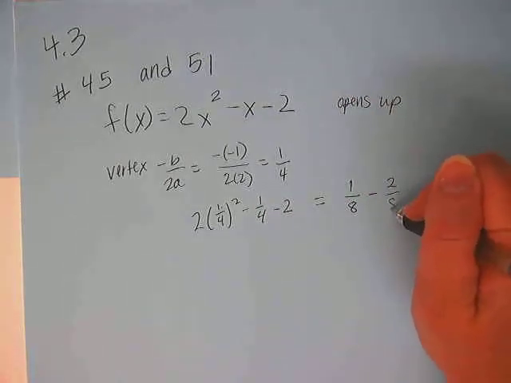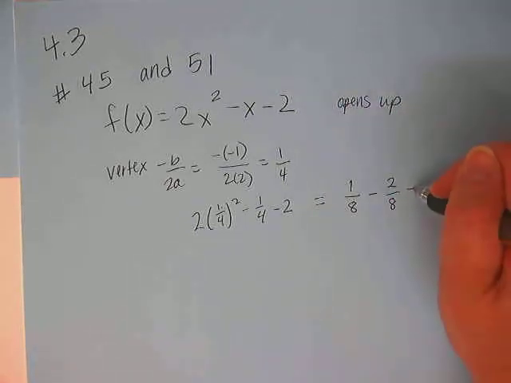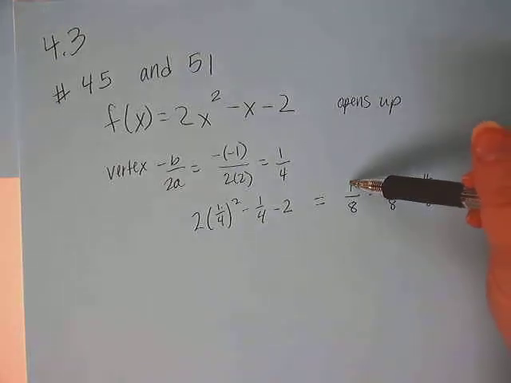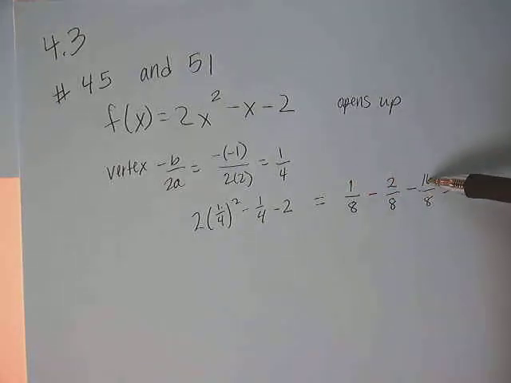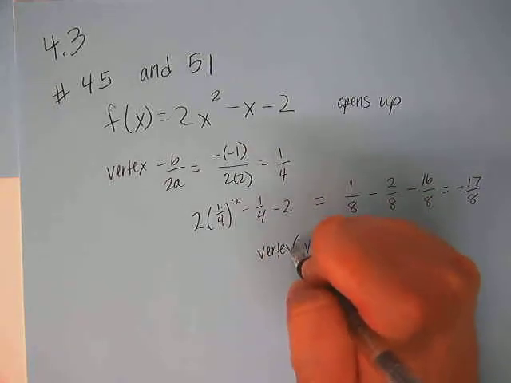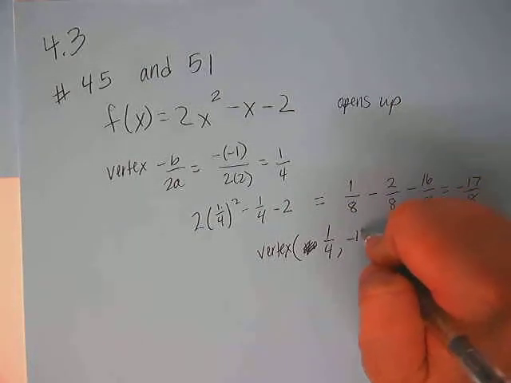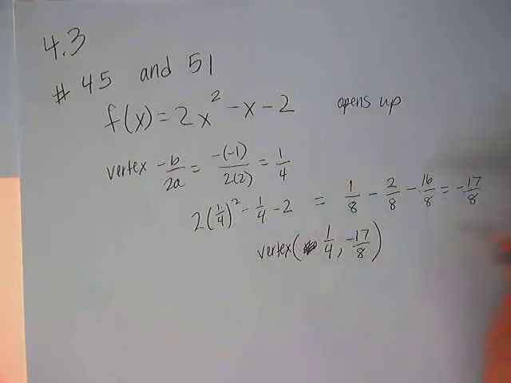I want to get a common denominator, so subtract 2/8 instead. Is that okay? And then instead of subtracting 2, I'm going to say I'm subtracting 16/8. So that gives me 1 minus 18. So is that a negative 17/8? Does that sound right? Okay, that's an ugly vertex. So the vertex is at 1/4, comma, negative 17/8.